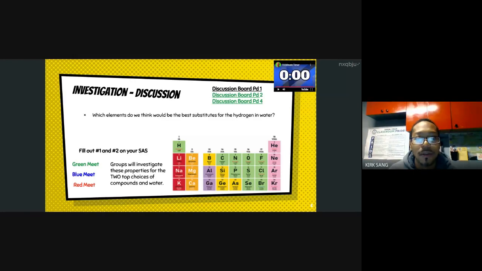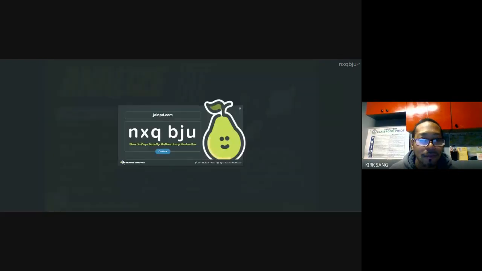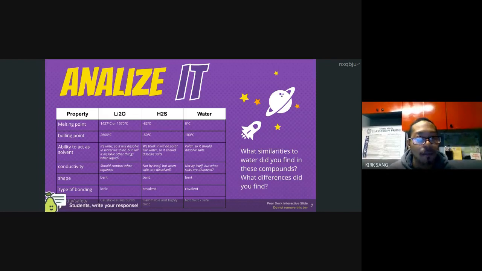So which elements do we think would be the best substitute for hydrogen? We said that was lithium and sodium. Which one could we substitute for oxygen? We said sulfur and selenium. And then the properties are polar and solubility. Now let's take a look at some specific properties for lithium oxide, Li2O.